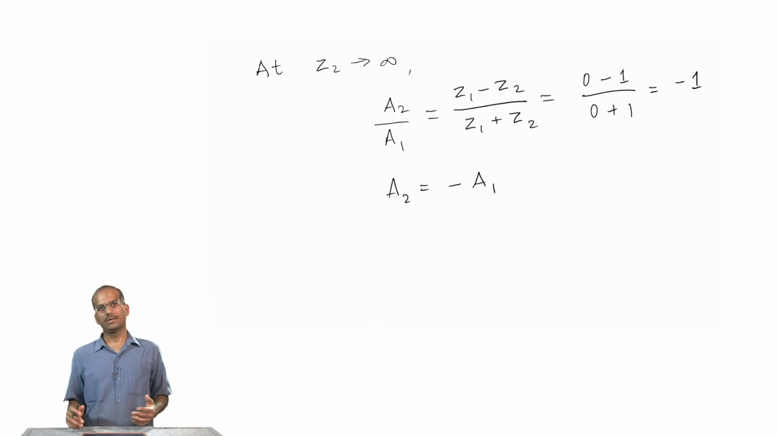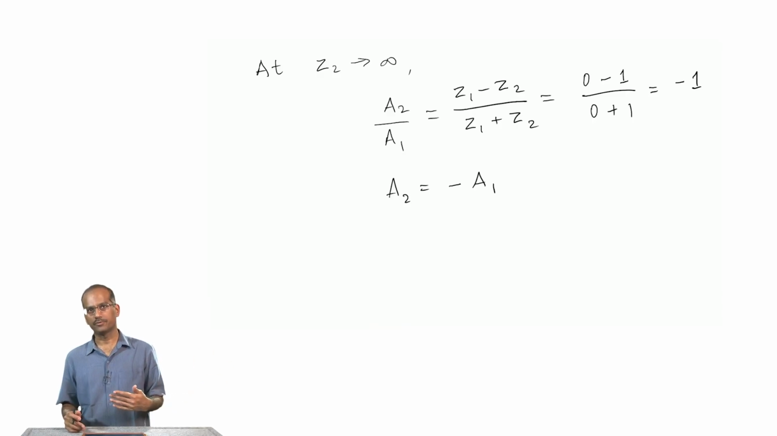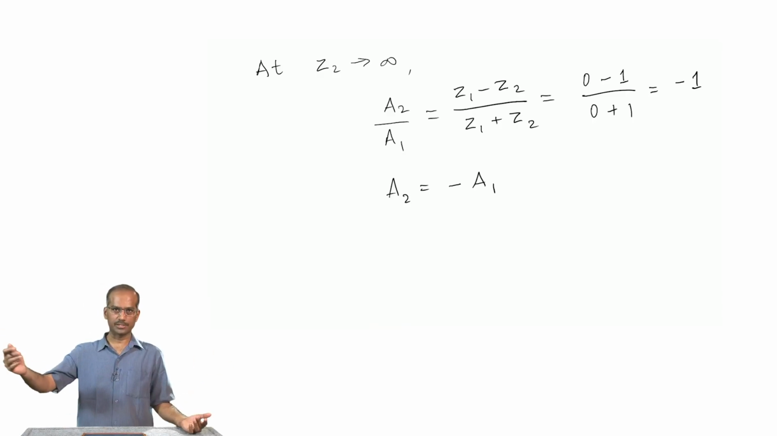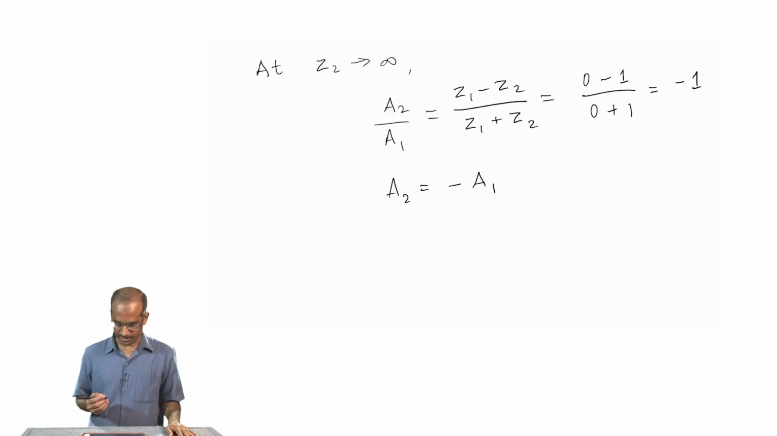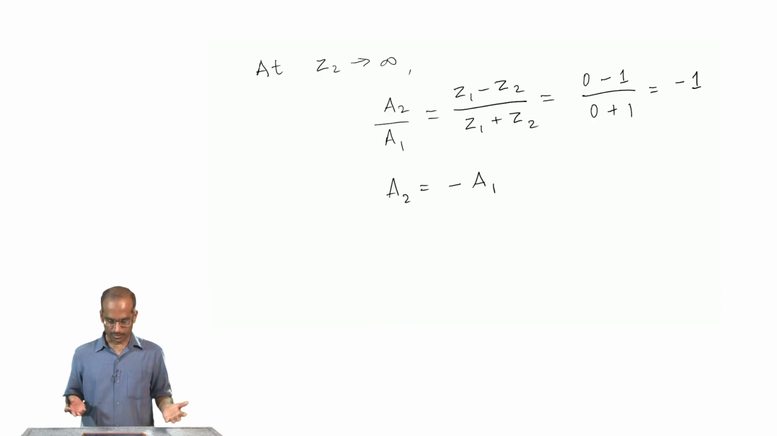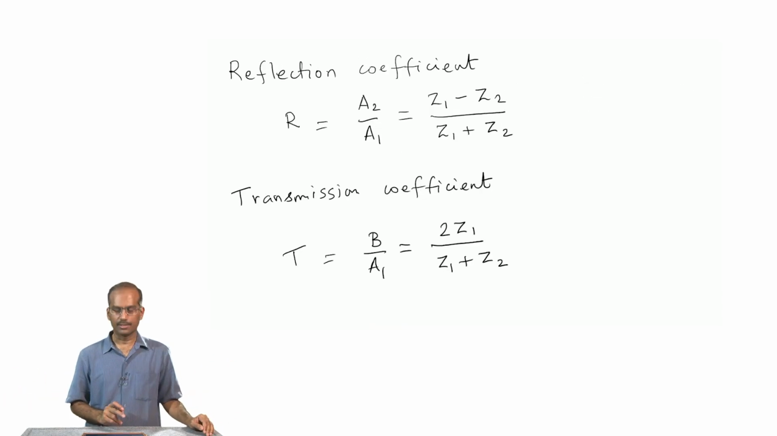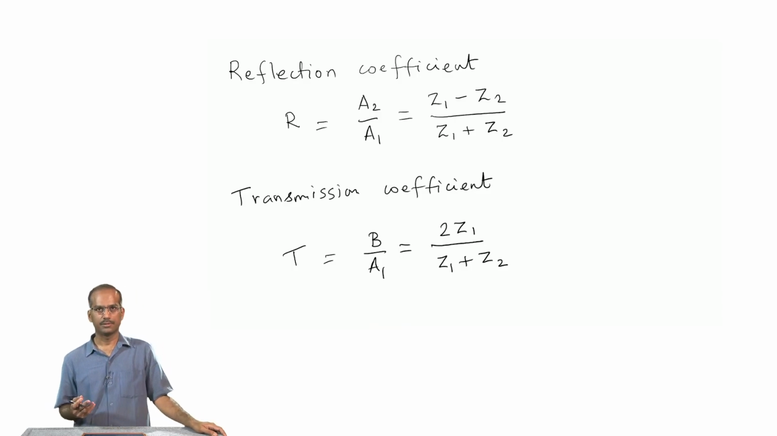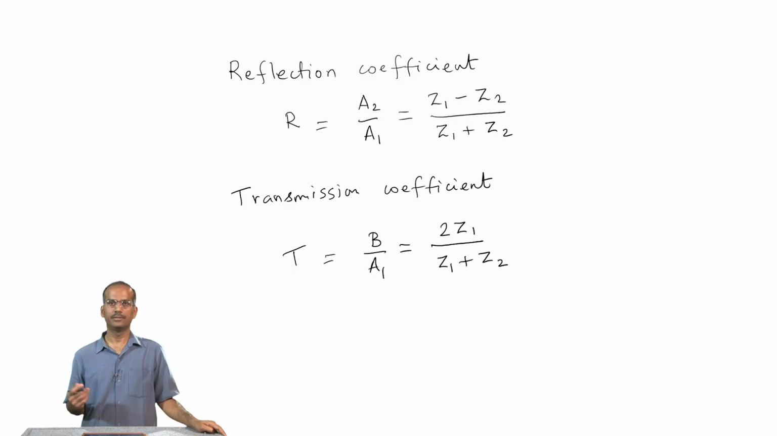So, A2 is the reflected amplitude and A1 is the amplitude of the incoming wave. So, here nothing is transmitted, everything is reflected, and when such a reflection takes place, there is a phase change of pi. So, that is what we see here in this problem. So, the entire wave is reflected, nothing is transmitted. In the limit when Z tends to infinity, R is minus 1 and T is 0.